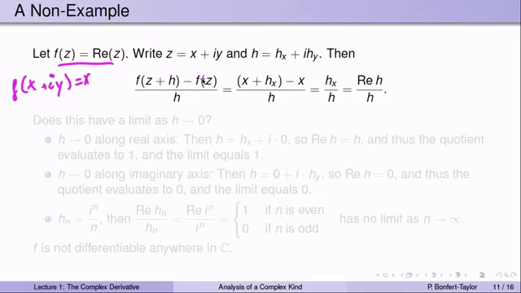Let's use the f of z plus h minus f of z over h form of the difference quotient. And let's write h as hx, the real part of h, plus i hy, the imaginary part of h. Then what is f of z plus h? z plus h would be x plus hx plus i times y plus hy, and if we only look at the real part of that, that real part is x plus hx.